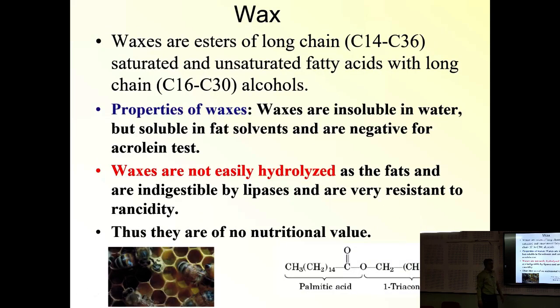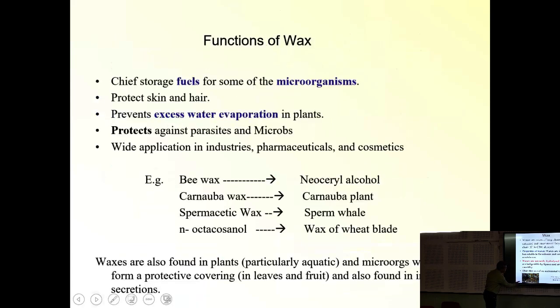waxes. These waxes have long chains of 14 to 36 carbons. The properties of waxes are that they are insoluble in water, not easily hydrolyzable like fat, and indigestible by lipase. These are the examples. You can see there is no nutritional value or function of wax: beeswax, carnauba wax, palmitate wax, or octacosanoic wax. These are the various sources of that.